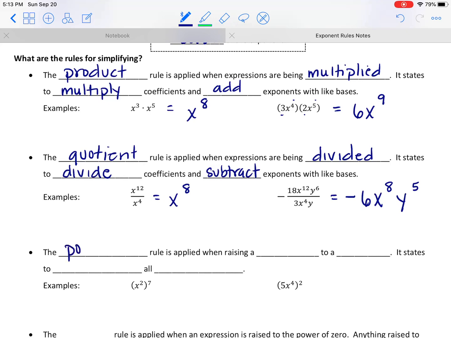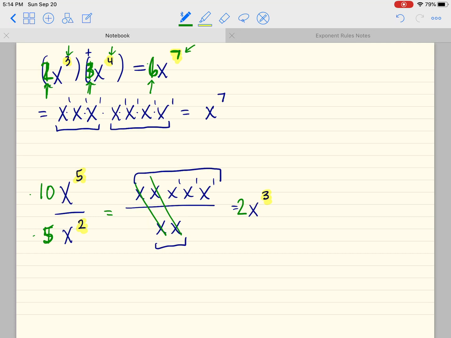The next rule we're going to look at is called the power rule. And the power rule is going to be applied when we're raising a power to another power. So it's taking a monomial expression and raising it to another power. So you've got a power to a power. What's going to happen here?